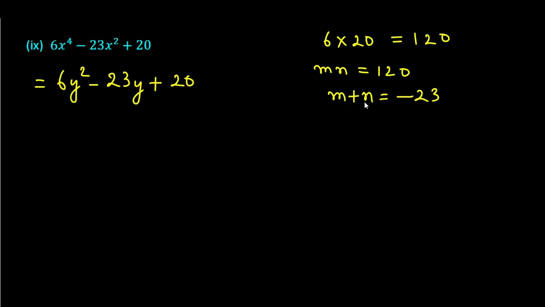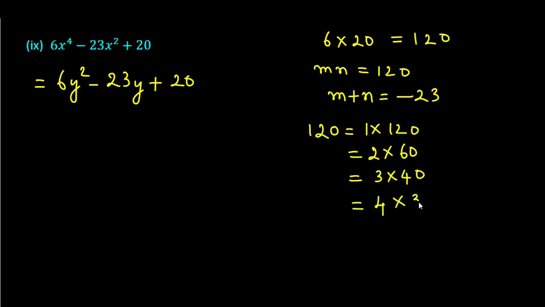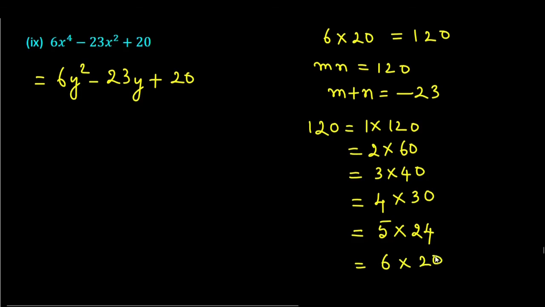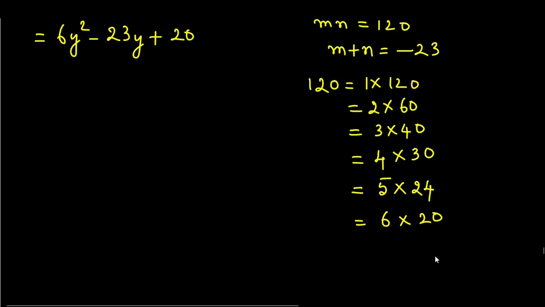So both m and n are negative here. First let us take absolute values only. 120 can be written as 1 into 120, 2 into 60, 3 into 40, 4 into 30, 5 into 24, 6 into 20, 8 into 15.